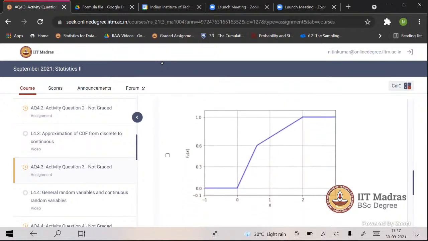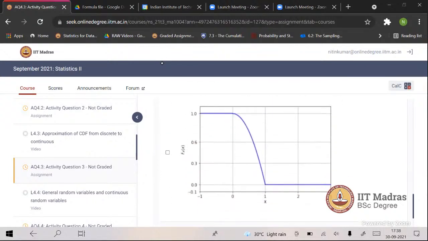Now look at this function. All the properties are satisfied, right? It is continuous, it is non-decreasing, it is tending to 1 when x tends to infinity, and it is tending to 0 when x tends to minus infinity. So it is again a valid CDF function.